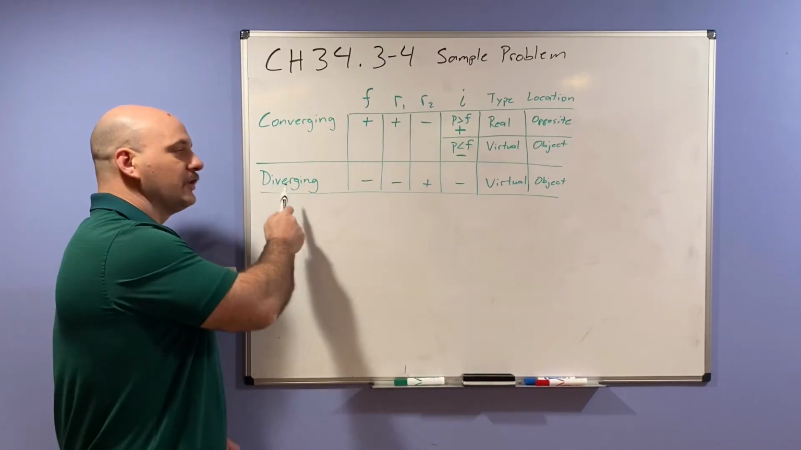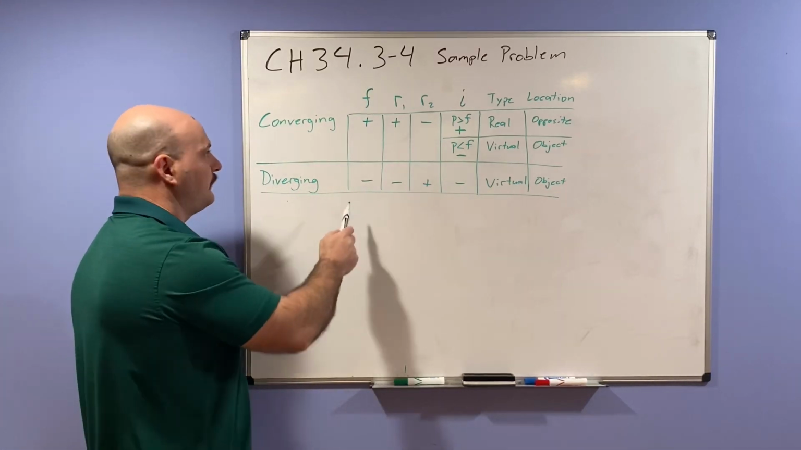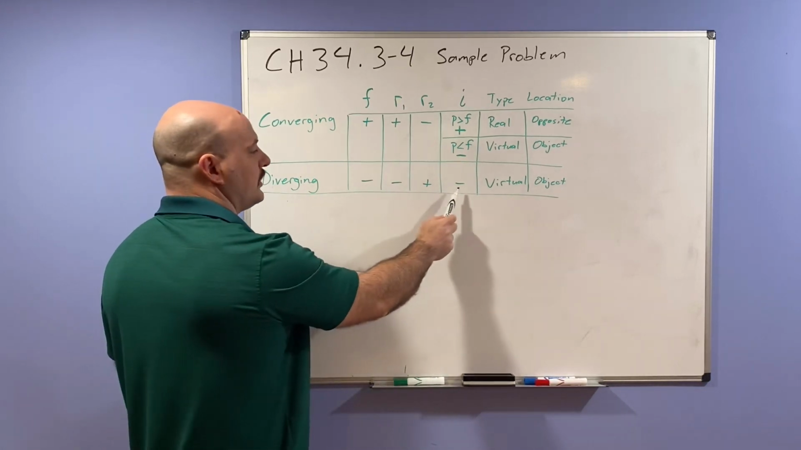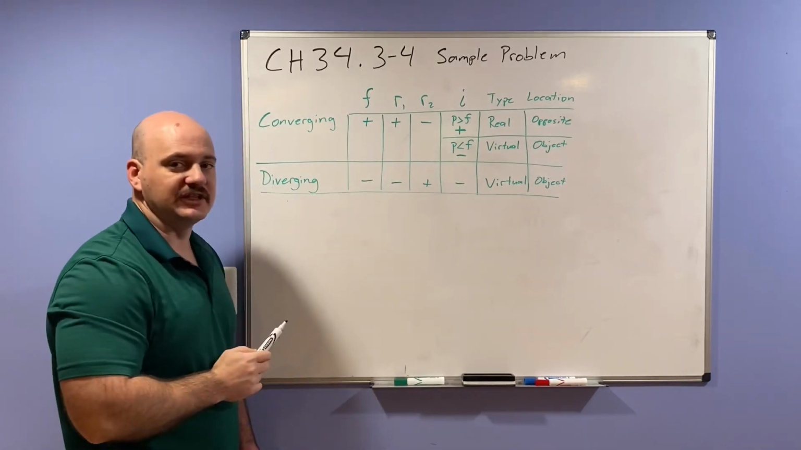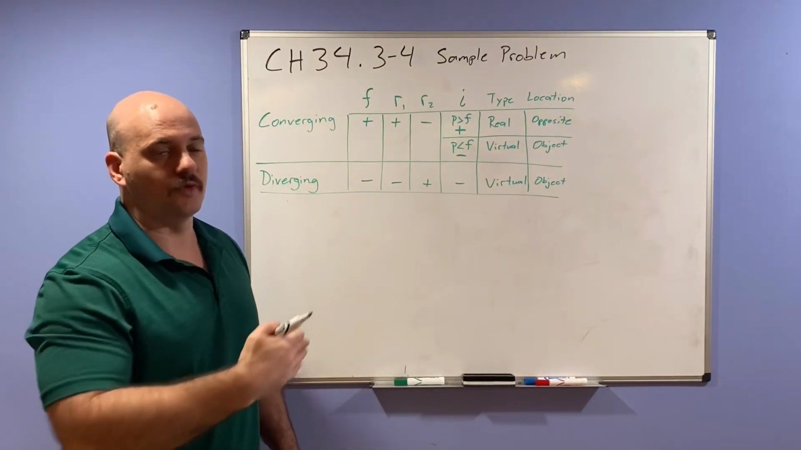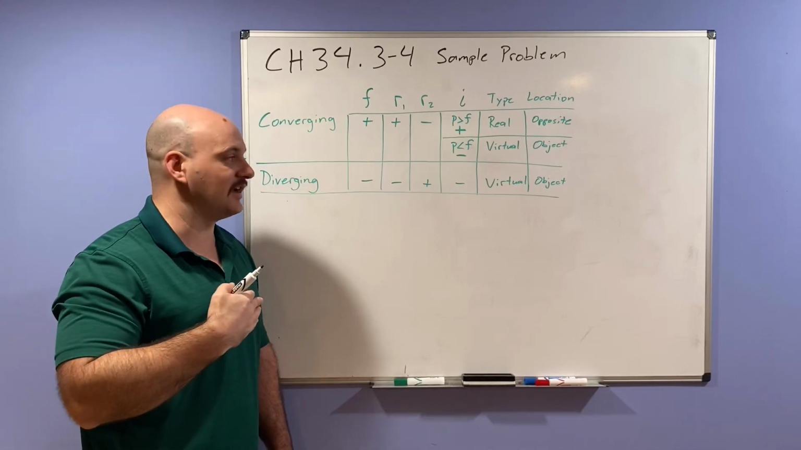Okay. For diverging lenses, they have a negative focal length, a negative R1, and a positive R2, which will always produce a negative image distance, which is associated with a virtual image. And again, remember, virtual images form on the same side as the object.